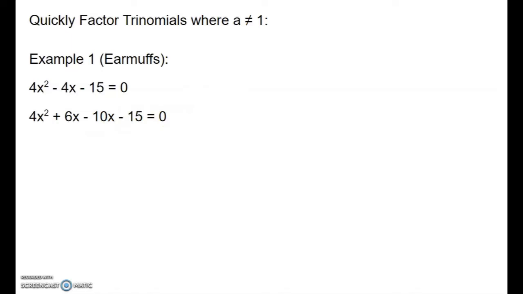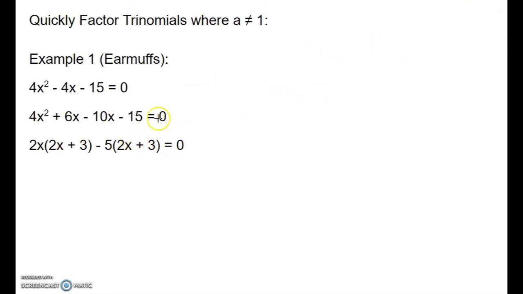So from here, you want to factor by grouping. So essentially, factor these two parts of the equation as if they were separate binomials. So the result of that would be 2x times 2x plus 3 minus 5 times 2x plus 3 equal to 0. If you get the same binomial in the two parentheses, that's how you know you did it correctly.